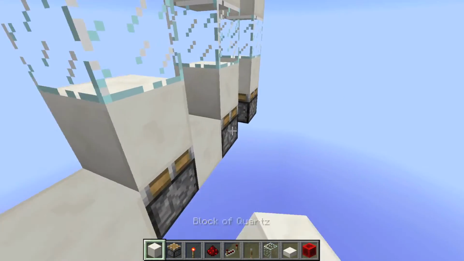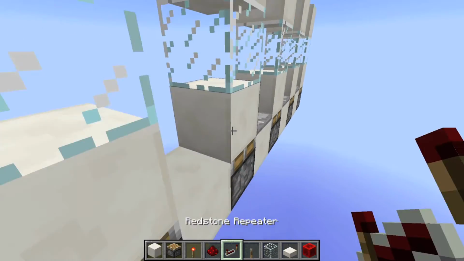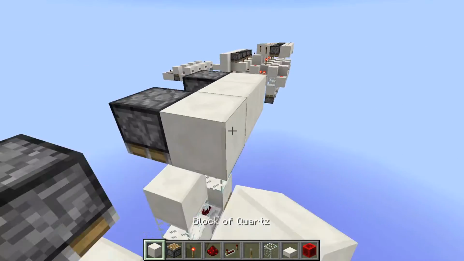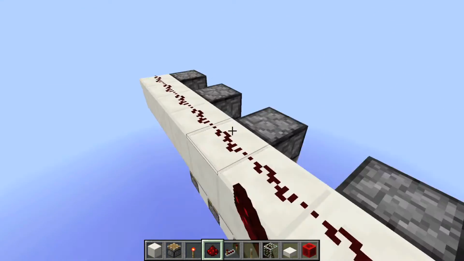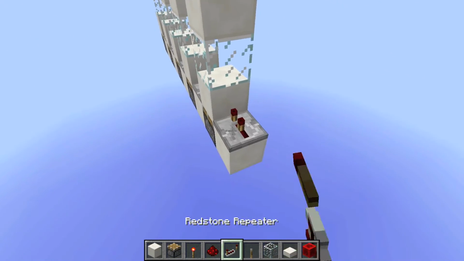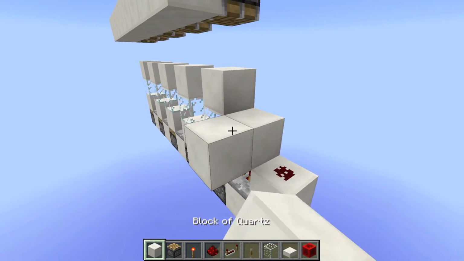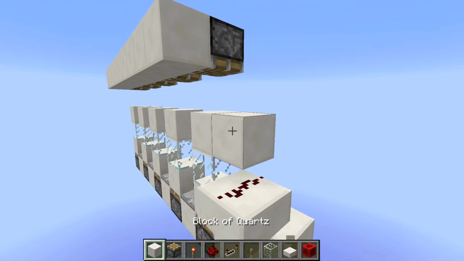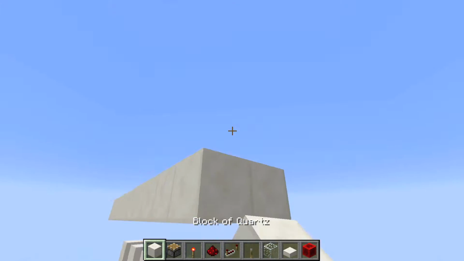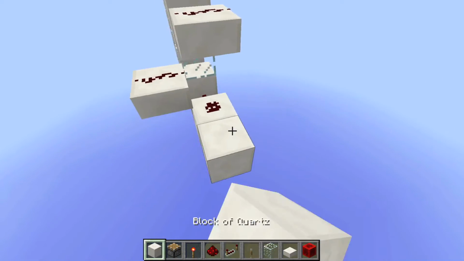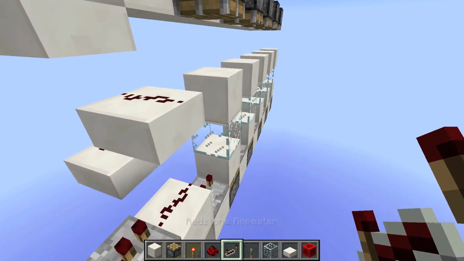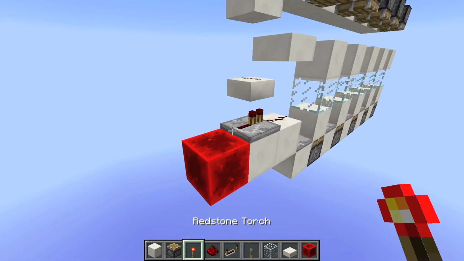Then to power these on the bottom, we need repeaters going into all of them, and on the top we need dust going into all of them as well. So dust, dust, dust, dust, dust, dust, dust, and to connect them we need to have a slab tower. Make sure that repeater is on 2 ticks, but we need to have a slab tower going all the way up, and this will be our input. So just like that.